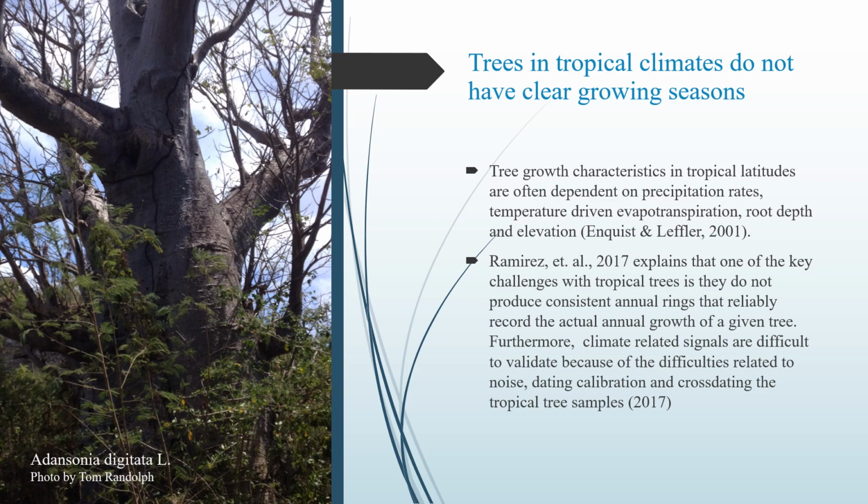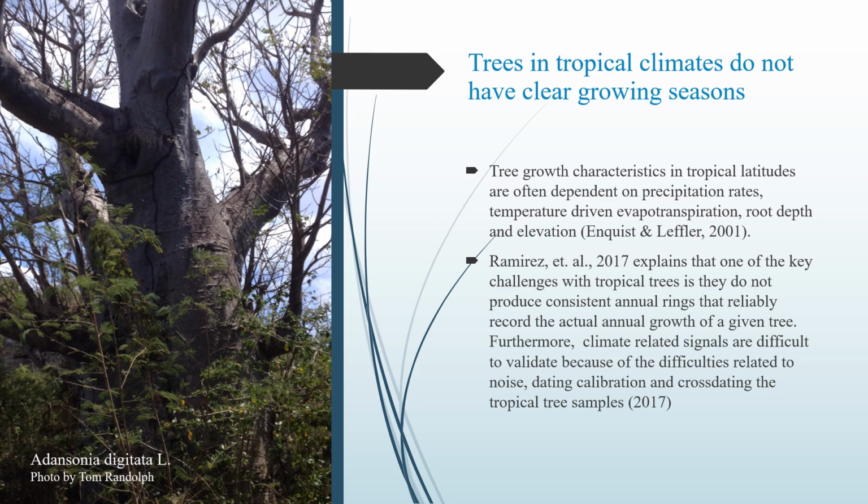Here on the left, you see a baobab tree growing in front of the ruins of a sugar plantation here on St. Croix. Tropical trees in these latitudes don't give clear ring growth signals. Quite often, tree growth characteristics in tropical latitudes are dependent on precipitation rates, temperature-driven evapotranspiration, root depth, and even elevation, which can begin to give signals that would normally in higher latitudes be associated with annual growth and annual growth rings.